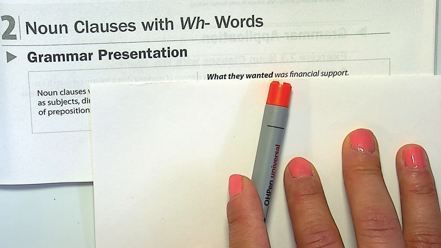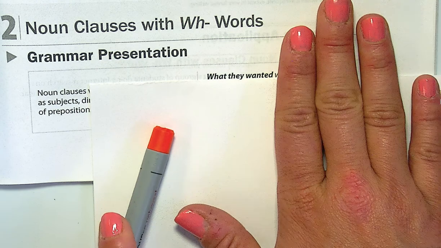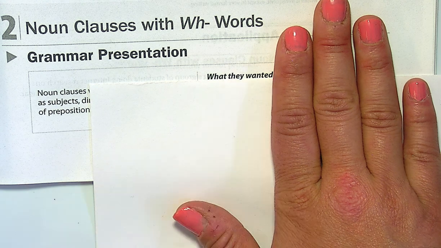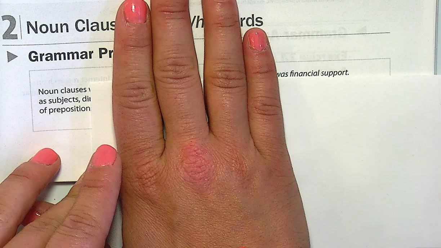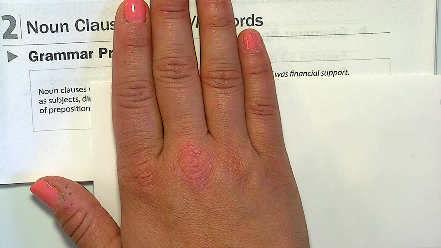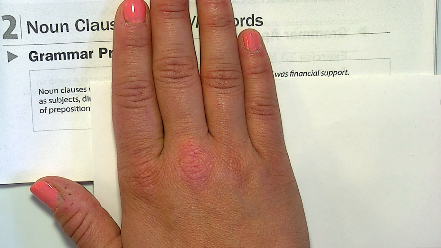It looks a little bit strange that we have two verbs together. So we need to recognize that what they wanted is the noun. There's a thing that they wanted. It's a noun clause. And then was financial support is the other part of our sentence. This is actually our main clause over here.